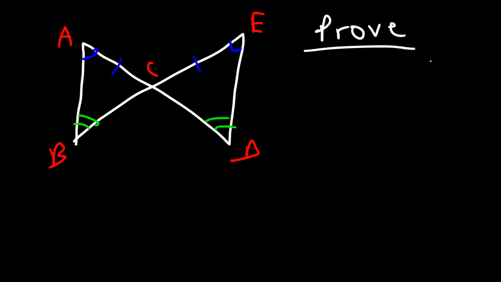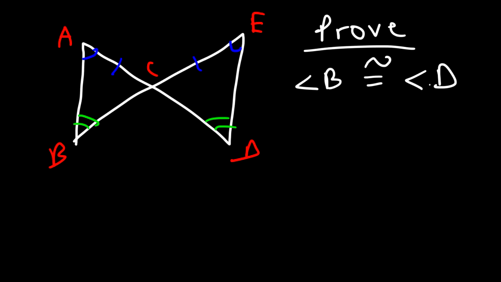Now you could set this up as a two-column proof, but I'm not going to do that here. I'm just going to discuss the process of proving that these two triangles are congruent. But if you want actual two-column proof problems, check out the links in the description of this video. I'm going to post some videos where you can find more practice on this topic. This video is just a quick review of topics that you need to know in geometry.